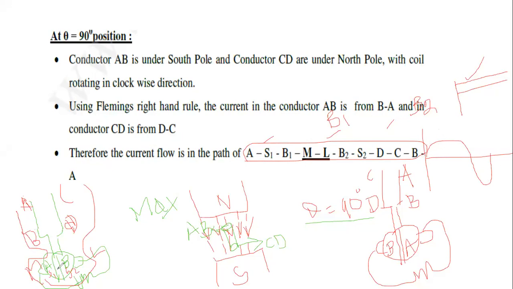But in the commutator action, both the commutator segments and the conductor segments are rotated. There is no change of the current flow direction when we are using the commutator segments, that is the split rings. That is the main use of split rings. The output of a DC generator is DC voltage or DC current. We require DC voltage or DC current.